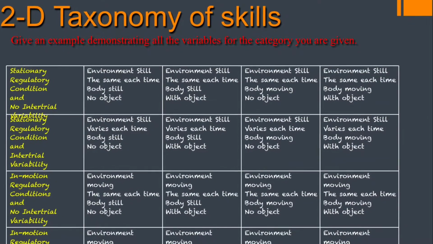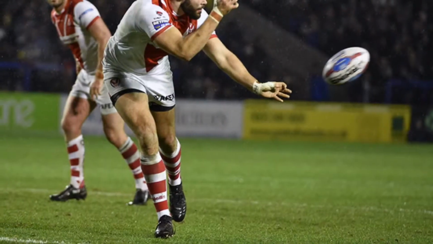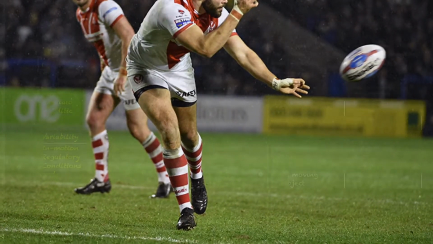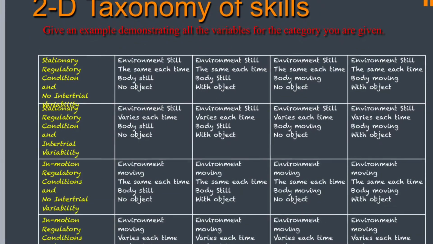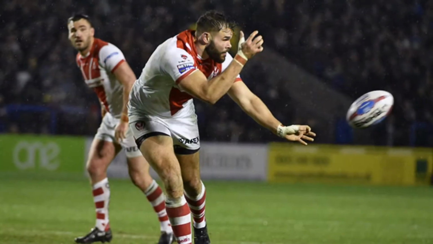In this video, we will be demonstrating Gentile's two-dimensional taxonomy of skills. We will show this through a spin pass in rugby. Taxonomy is a system of organised classification which organises the component characteristics of the group of items or objects.